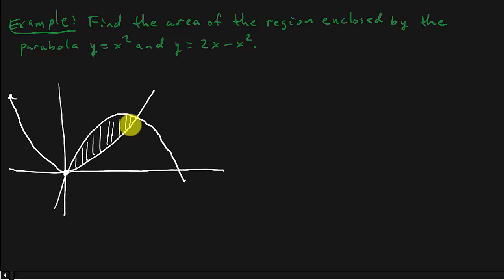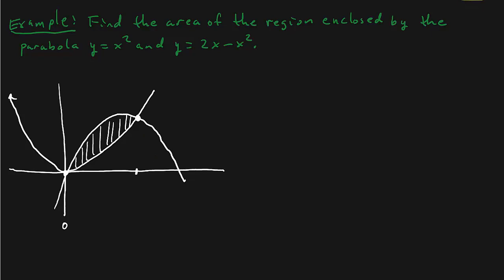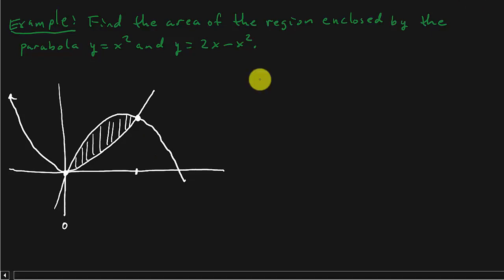Remember, I'm integrating from, well, I see they intersect at 0, and then they intersect right here. So I need to figure out what that value is. And I'll show you how to do that in just a second. But let's go ahead and write this down. We get A equals the integral, and it's the function on top, which is 2x minus x squared, minus the function on bottom. Well, what function's on bottom? The x squared.